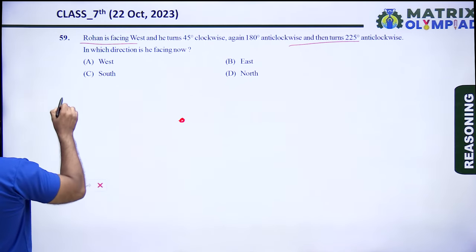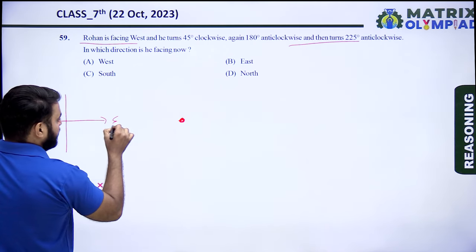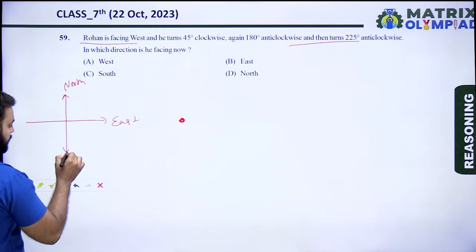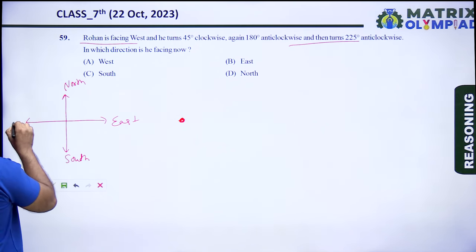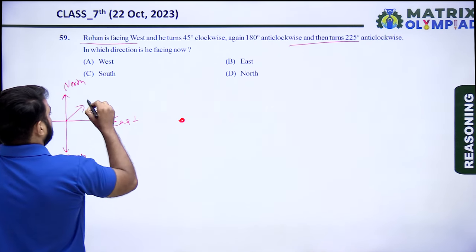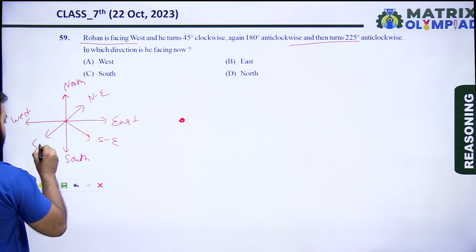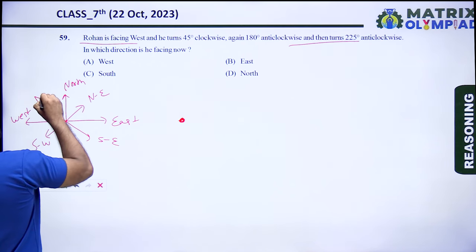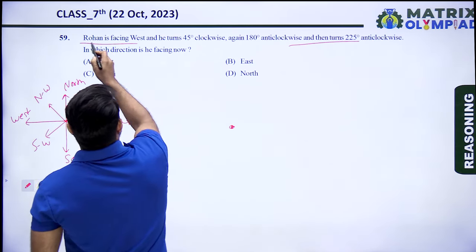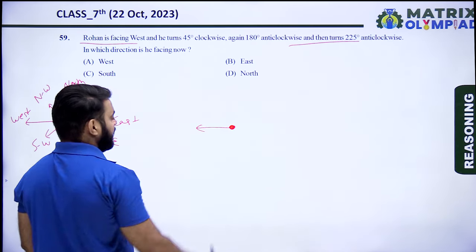Before starting this question, we should know that there are four main directions: east, north, south and west. And there are four cardinal directions: northeast, southeast, southwest and northwest. So, according to the question, Rohan is facing west. The starting facing of Rohan is in the west direction.